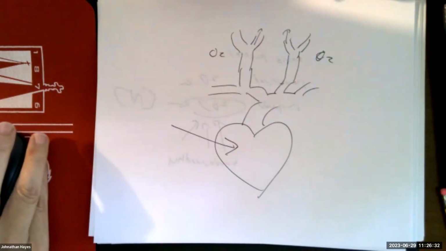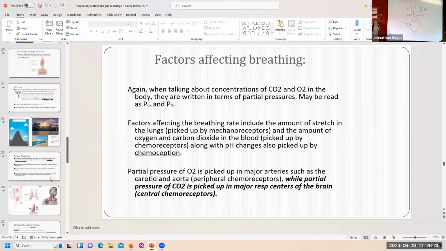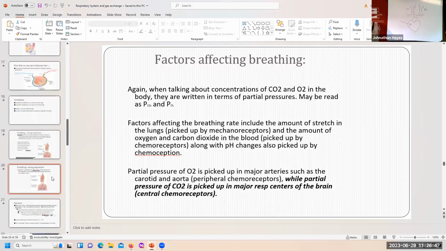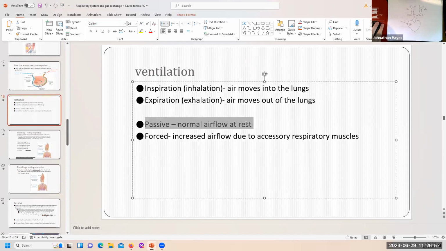But again, under normal circumstances, normal healthy individuals, what's driving the lungs? Mostly CO2 levels. So as CO2 levels get high, that's going to stimulate the lungs to be more active. What are ways we can make the lungs more active? By changing our rate and depth, right? And depth is usually controlled by how many muscles are involved. So if I'm doing resting or passive inspiration and expiration, it's basically just a diaphragm and then the elastic recoil.